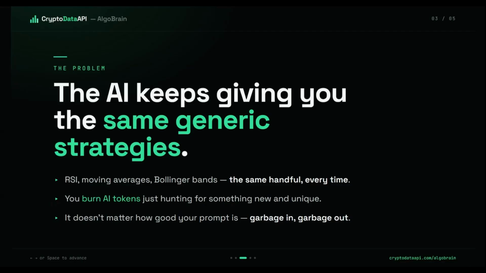So before we start, let me explain the problem with AI trading. When you ask your AI to generate new trading strategies, it will keep generating the same generic trading strategies like RSI, moving averages, Bollinger Bands, etc. It finds it hard to come up with new, novel, and unique strategies. It will use a lot of AI tokens going back and forth, trying to find quality information across the internet. It doesn't matter how good your AI prompt is. Basically, it's garbage in, garbage out.